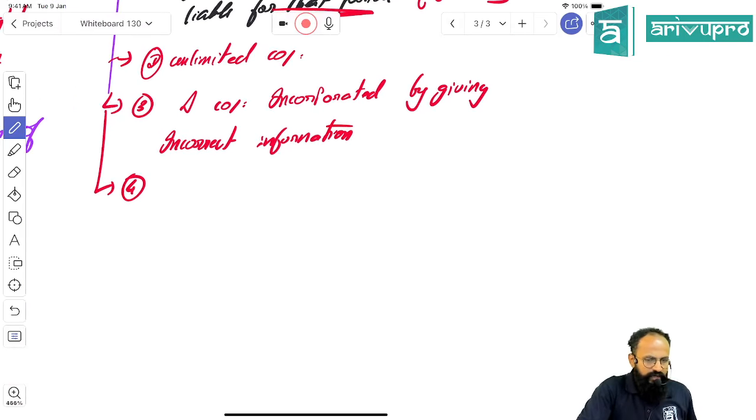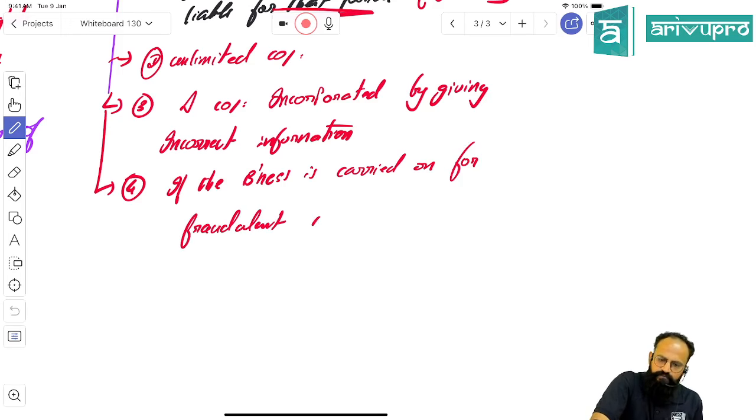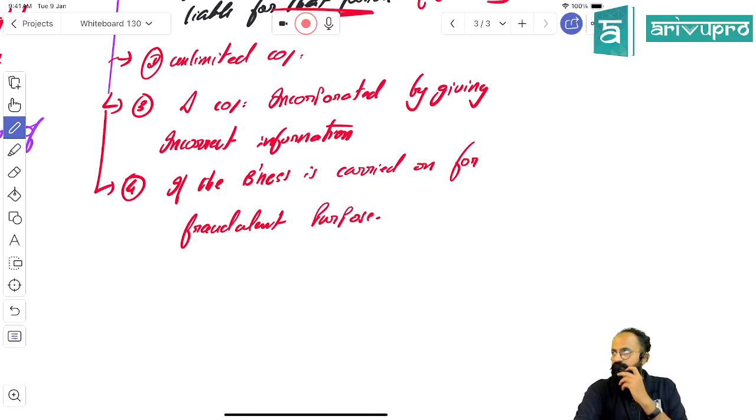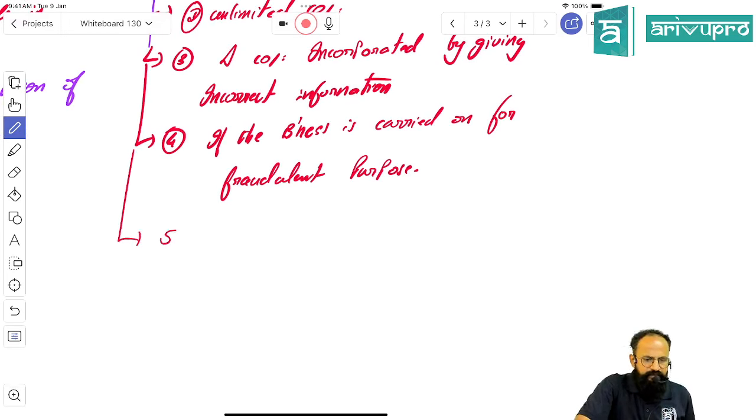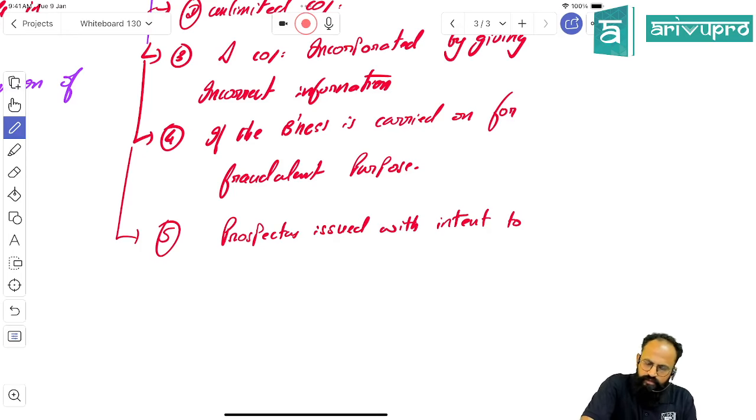So a company incorporated by giving incorrect information. Fourth one, if the business is carried on for fraudulent purpose. Simple, huh? Best example is Vijay Mallya, fraudulent purpose. Fifth one, prospectus issued with intent to defraud applicants.